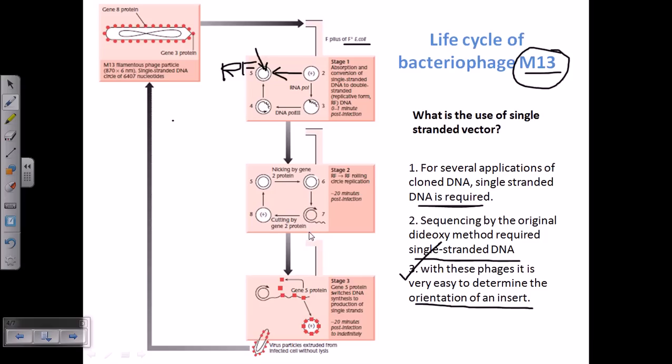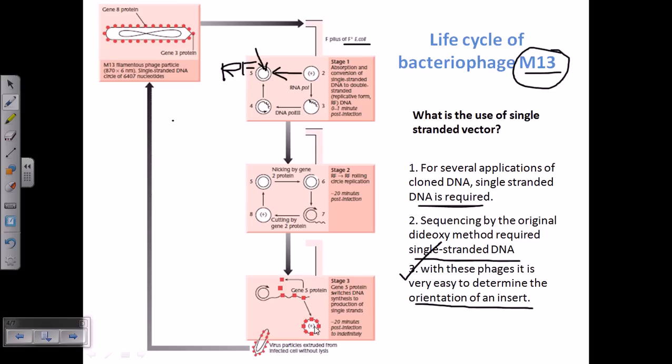Now more than 25 minutes post infection, when the gene 5 protein is expressed in higher amount inside the cell of this E. coli, in those cases this G5 protein can come and attach to the single strand which is displaced during the rolling circle replication, and it will hold on to the single stranded DNA, and it won't allow this single stranded DNA to be duplicated. So what it does in this case, it is making a single stranded DNA during the rolling circle mode of replication, and it is not allowing this to be a double stranded DNA anymore.